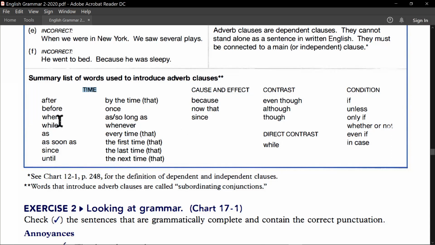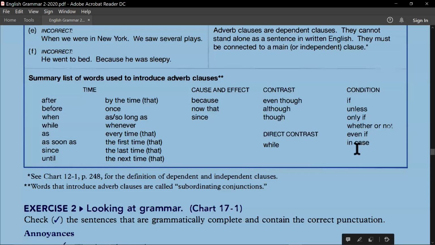Take a look at them: before, after, when, while, as soon as, since, until, so long as. Whenever, every time, the first time. Then cause and effect: because, now that, since. Contrast: even though, although, though. Direct contrast: while. And condition, we have these.